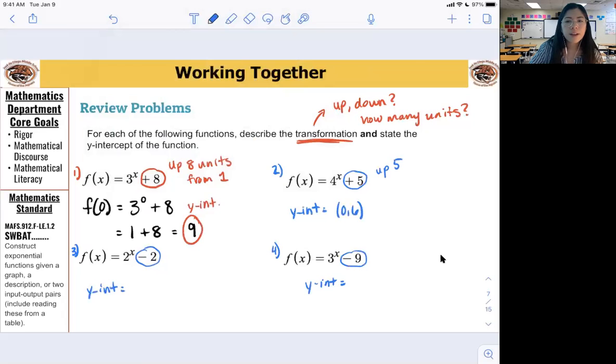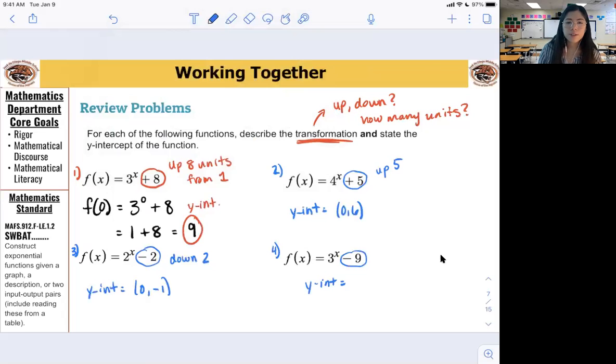Okay, number 3, what's my transformation? Down 2. Down 2, good. So what's my y-intercept? Is it negative 1? Mm-hmm. Good, because it's down 2 from 1. So 1 minus 2 is negative 1.